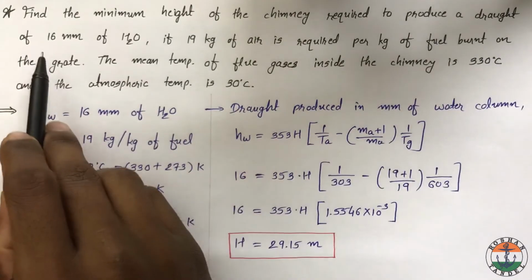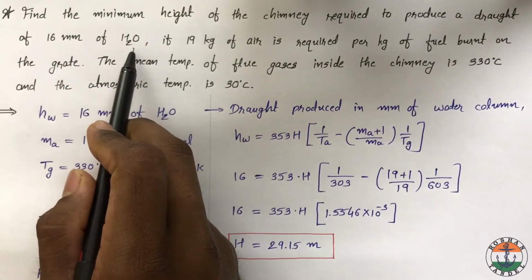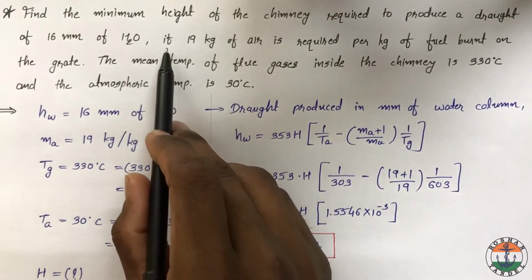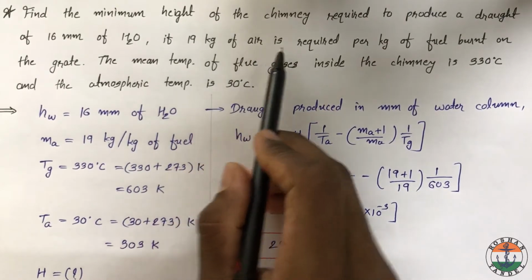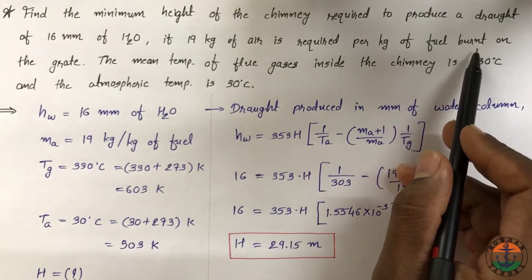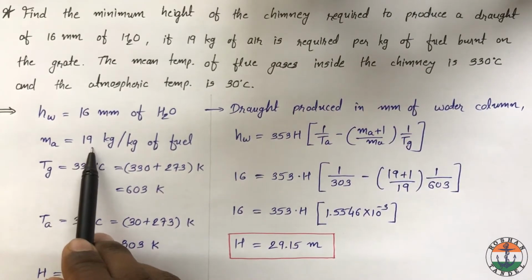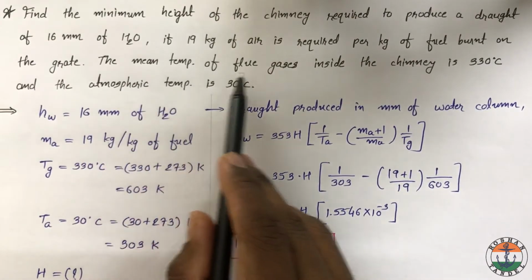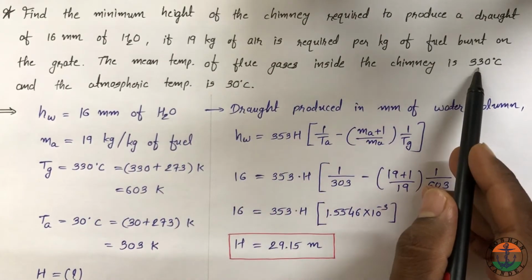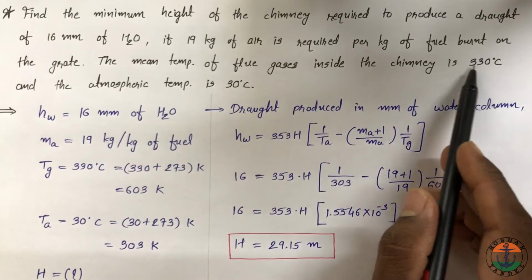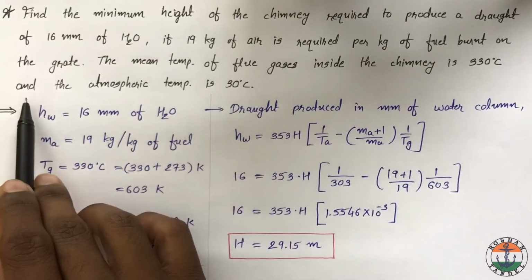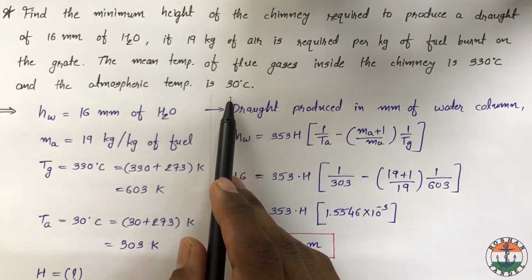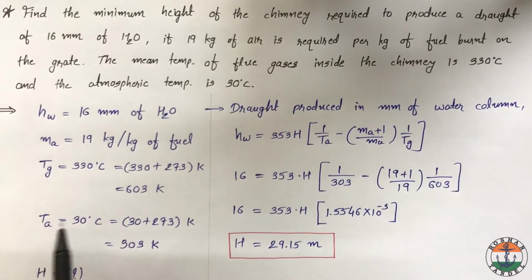Here draft in terms of column of H2O is given. So HW will be 16 mm of H2O. If 19 kg of air is required per kg of fuel burnt, it means Ma is equal to 19 kg per kg of fuel. The mean temperature of flue gases inside the chimney is 330 degrees Celsius. Tg is given to you and atmospheric temperature is 30 degrees Celsius, means Ta. Convert this Tg and Ta in Kelvin.